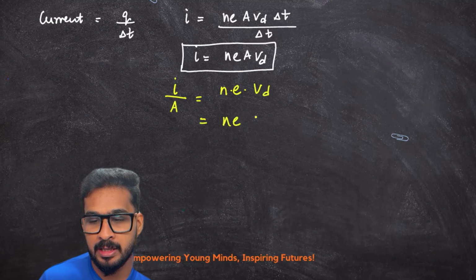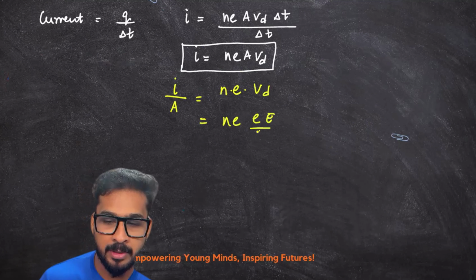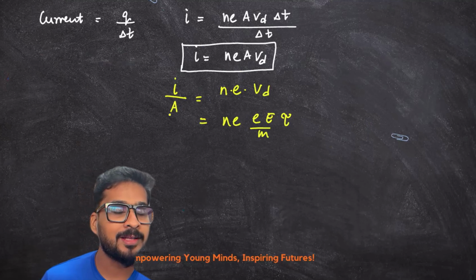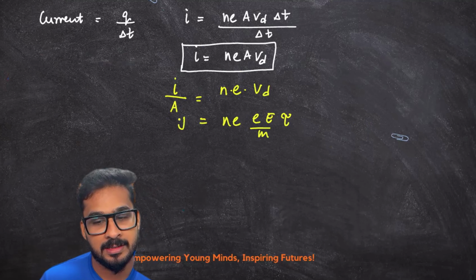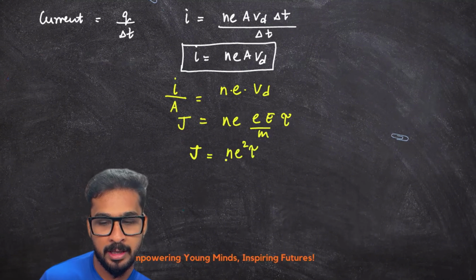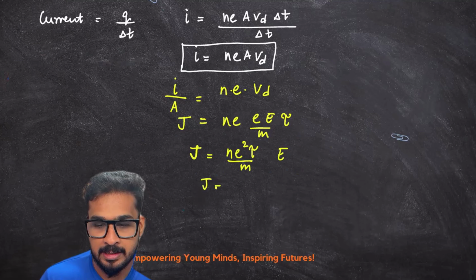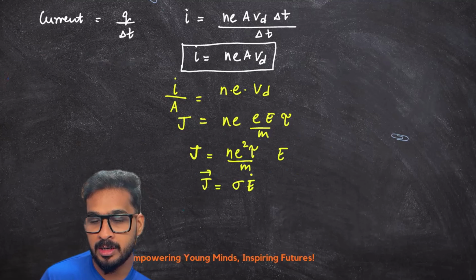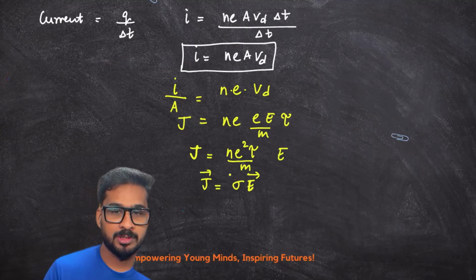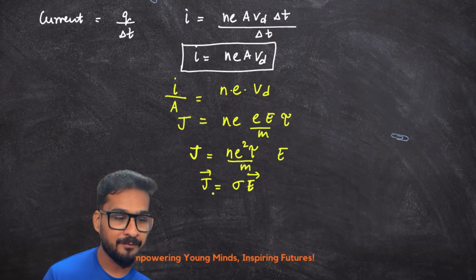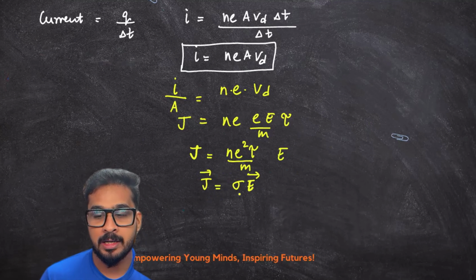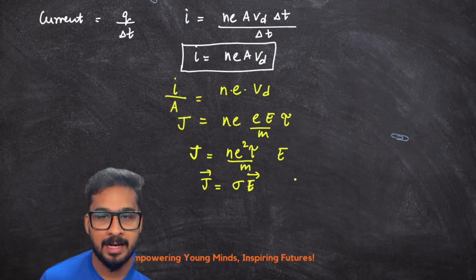We know that Vd is equal to eE by m into tau. I by A is called the current density, which is represented as J. So J is equal to n e square tau by m into E. This expression, J is equal to sigma E, is called the vector form of Ohm's law, and sigma is called the conductivity.